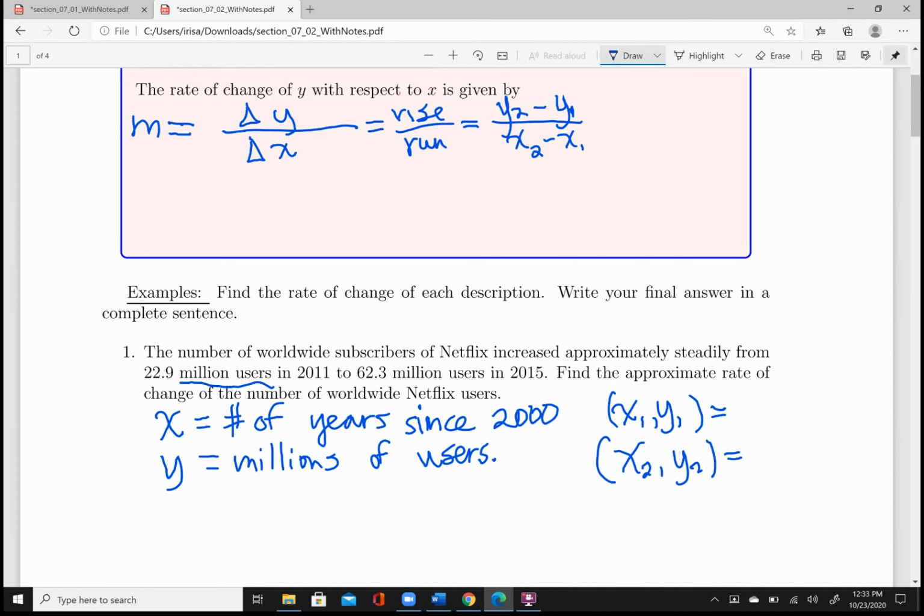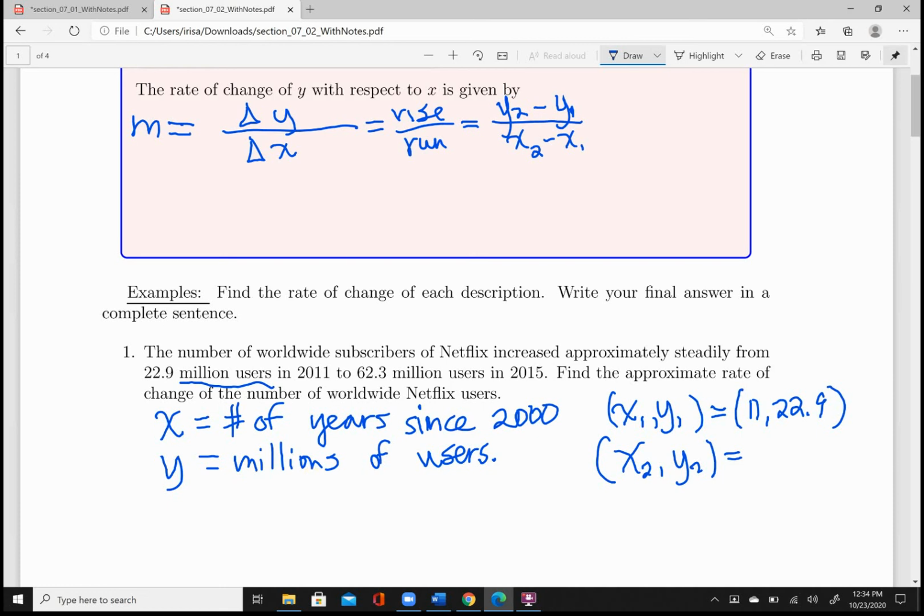Well, what came first? In 2011, some data was taken on the number of millions of users. So the ordered pair associated with the 22.9 million users in 2011 would be 11, comma, 22.9. What this ordered pair is representing is that in 2011, there were 22.9 million users on Netflix.